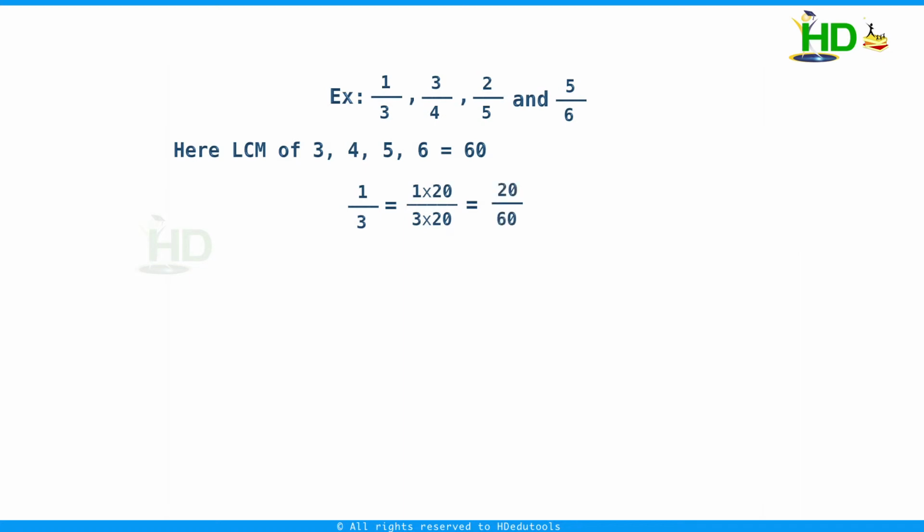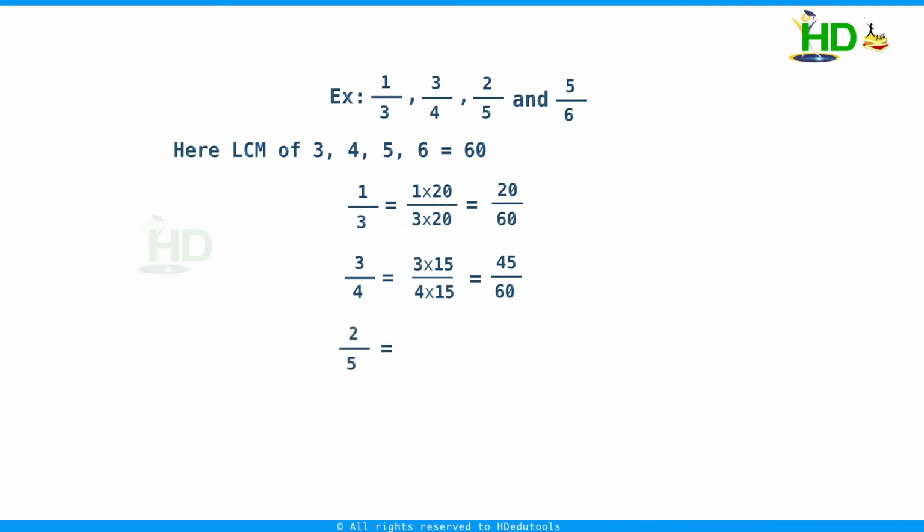Now consider the fraction 3 by 4. Here the denominator is 4. Now we have to make this into 60. That is we have to multiply 4 with 15. And also we multiply the numerator with 15 so that the value of the fraction should not change. Therefore, 3 by 4 can be written as 3 into 15 divided by 4 into 15. That is 45 by 60.